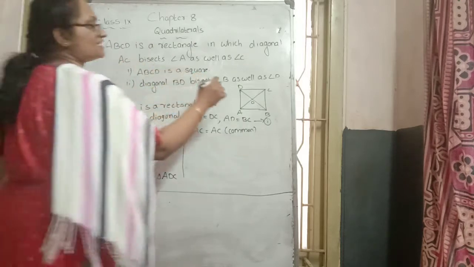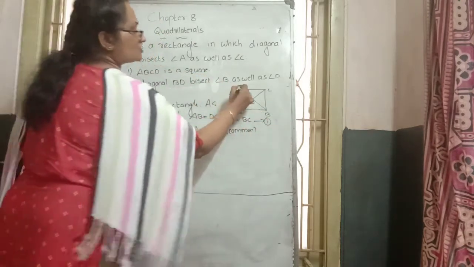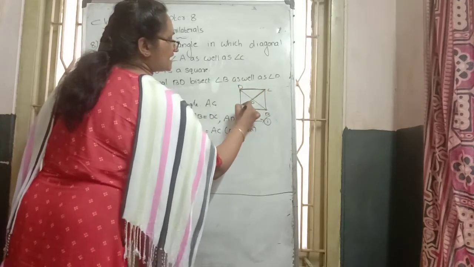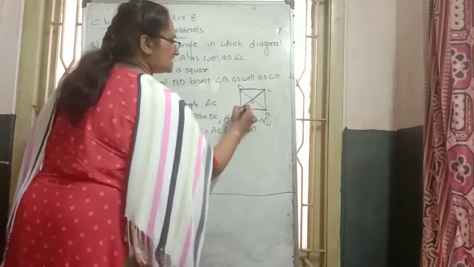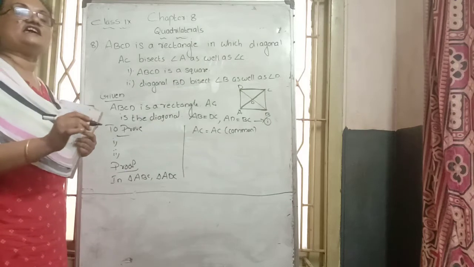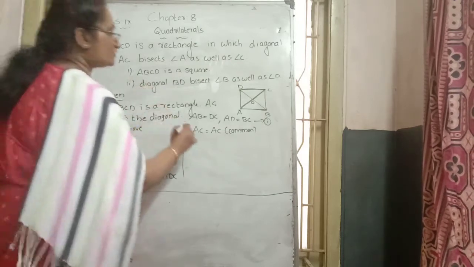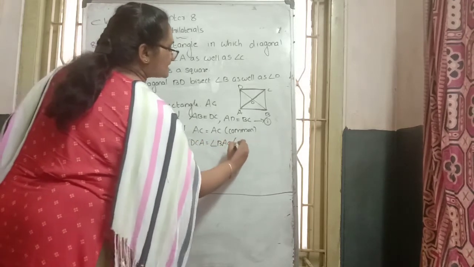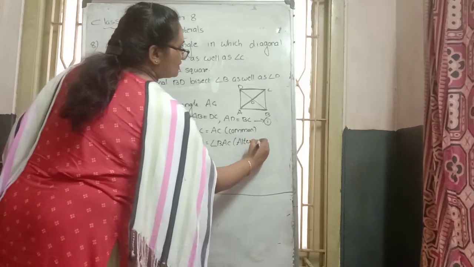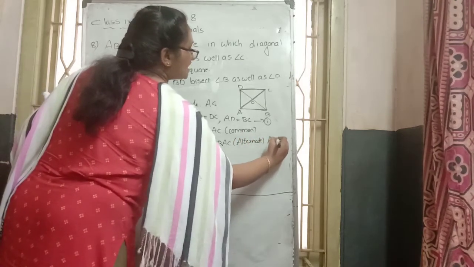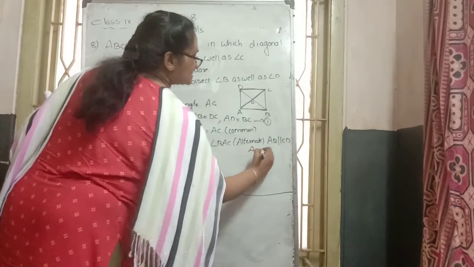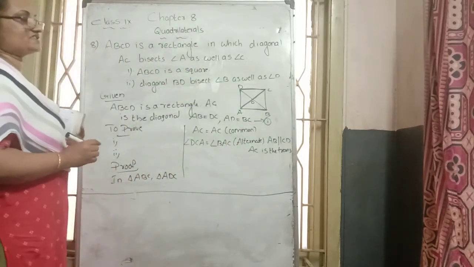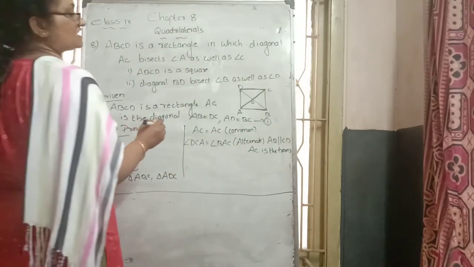Cut by a transversal AC means they make a Z shape, alternate angles. So we can write angle DCA is equal to angle BAC. Reason: alternate angles. Why do we take it like this? Because AB is parallel to CD and AC is the transversal. Then two conditions are completed. One more condition, what can we say?